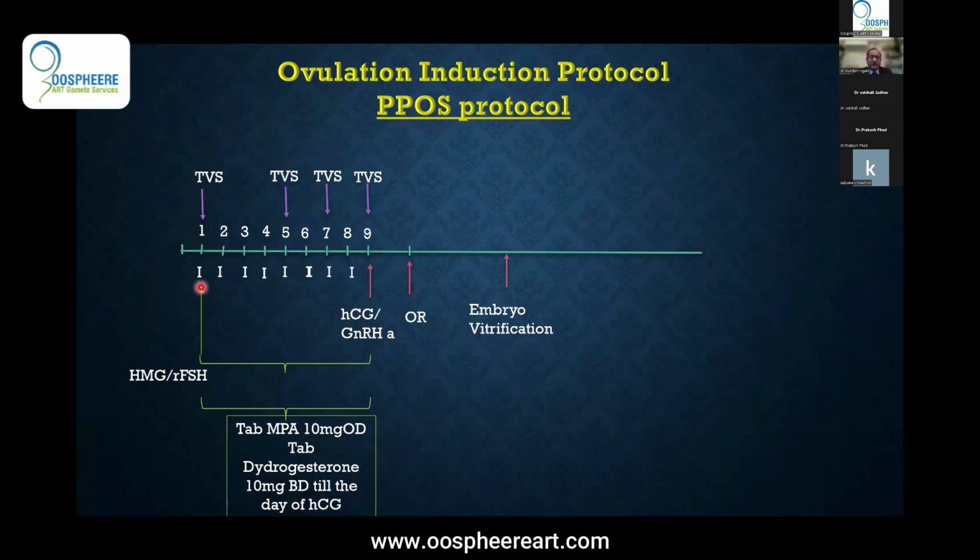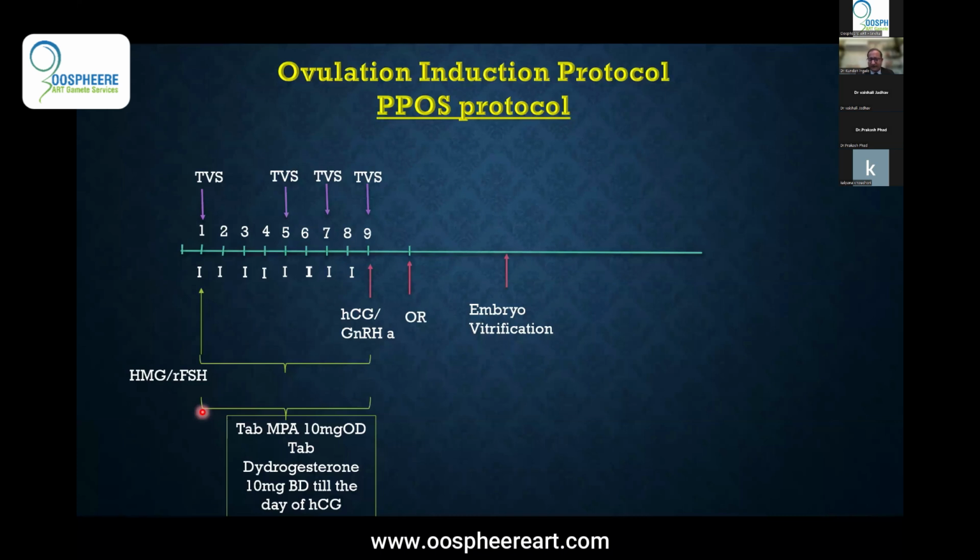So what you do on the second day, when you are starting the injection of HMG or recombinant FSH, the same day you ask the patient to take medroxyprogesterone acetate tablet, 10 milligram once a day. Or if you want to use dydrogesterone, then the dose has to be 10 milligram BD. So medroxyprogesterone is OD, but dydrogesterone is BD. You give it from the day of starting the gonadotropin stimulation till the day of trigger.